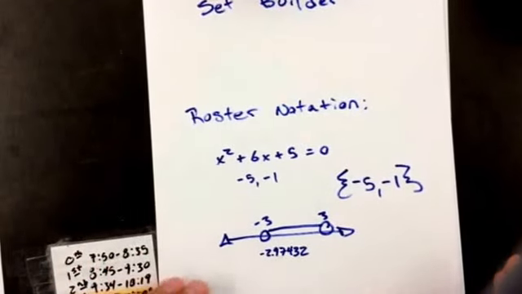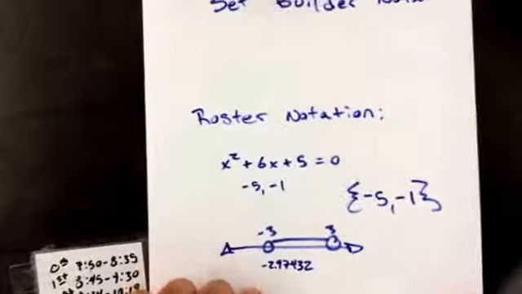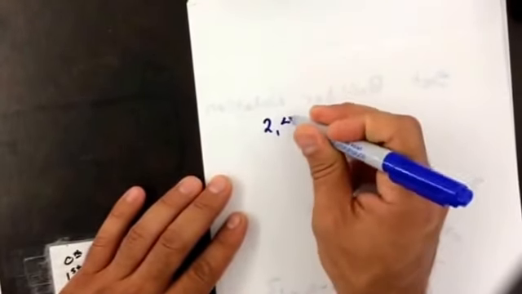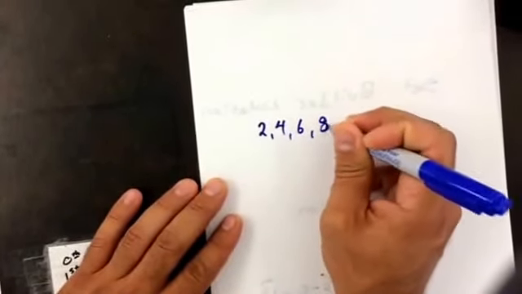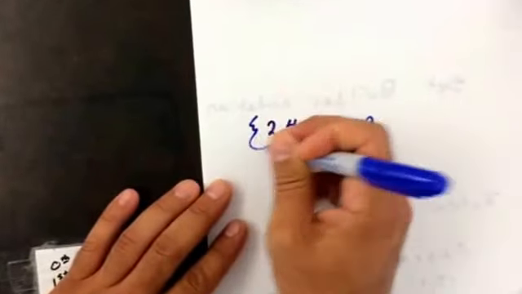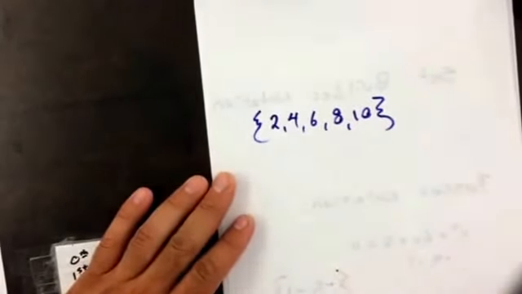I just want to use roster notation when it's easy to demonstrate all of the solution set. If I had something like all even numbers from 1 to 10, all even numbers from 1 to 10 would just be 2, 4, 6, 8, 10. I could put 2, 4, 6, 8, 10. Put my Batmans on there.